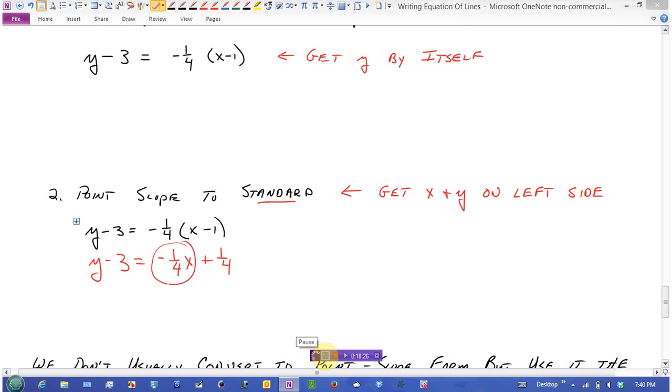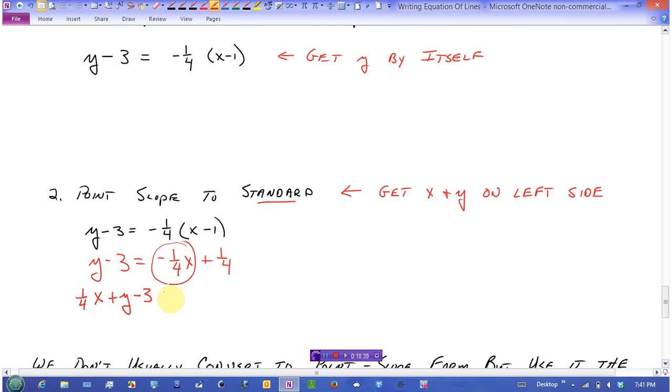Okay, let's try that again. So what I'm going to have is 1/4 x plus y minus 3 is equal to 1/4. Now then I will add 3 to both sides. And what I'll end up with is 1/4 x plus y is equal to 3 and 1/4.